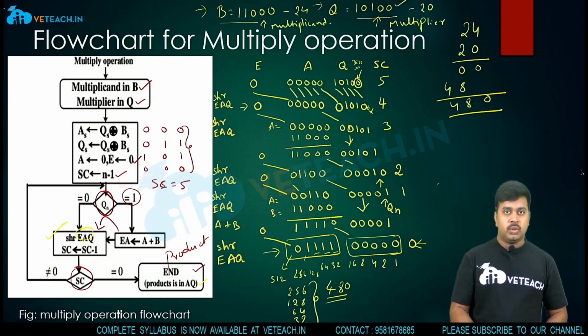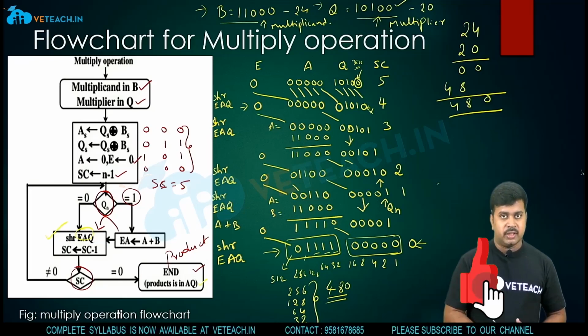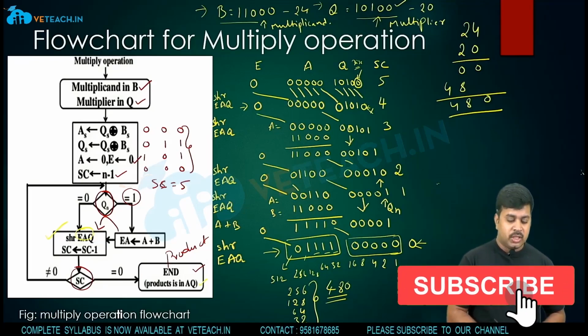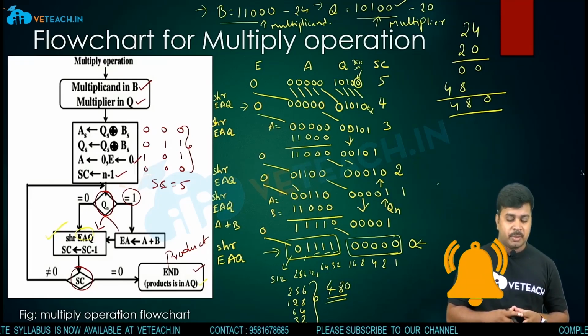So that is how, if you want to check whether the answer is correct or not, you can check it like this. Okay, so that is how the multiplication operation is performed in computer arithmetic.